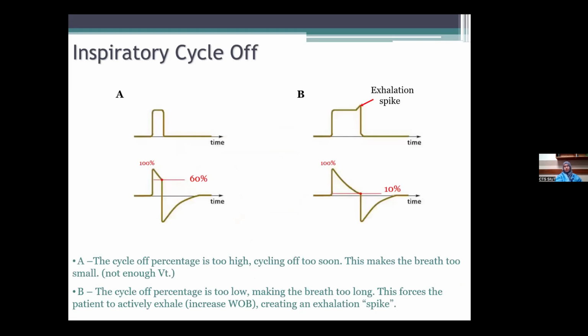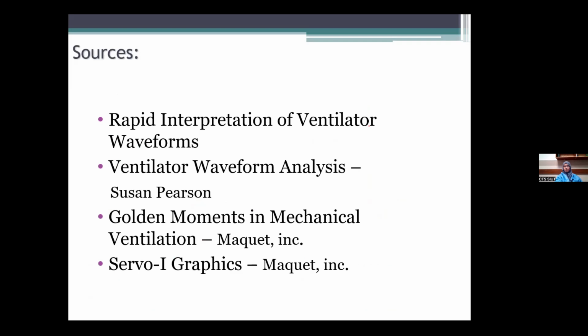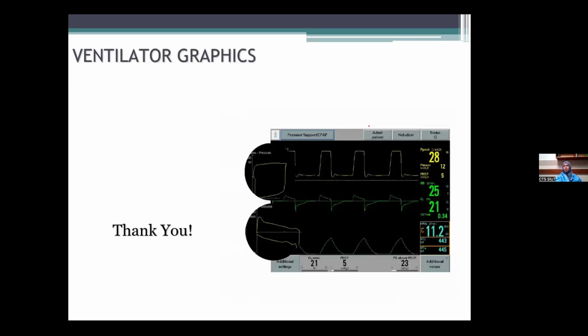So if you look at it, if you set it too early at 60% of the peak inspiratory flow, maybe not enough tidal volume is being delivered. And if you set it at a very low percentage of the peak inspiratory flow, then maybe you will see this exhalation spike, and it just shows that you're making the breath too long, because of which it would also cause an increase in the work of breathing, and this exhalation spike will also be appreciable on the ventilatory mechanics. That would be all.